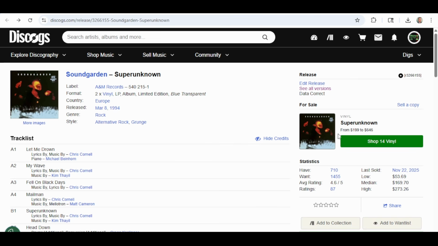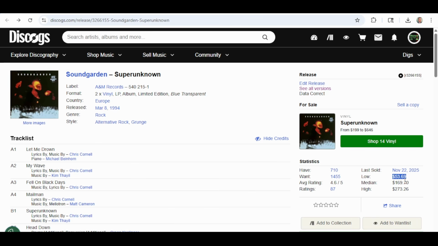What we see here is a median price of $169.70, and that's in US dollars because I'm looking at this through a US VPN. What I want to point out here with this median is that it's the aggregate of all of the copies that have ever sold of this album. On the low end, somebody got one for $53.69.